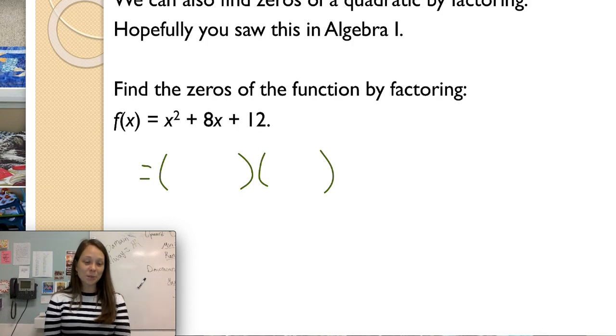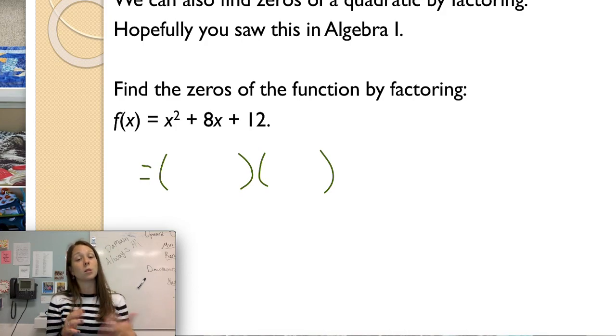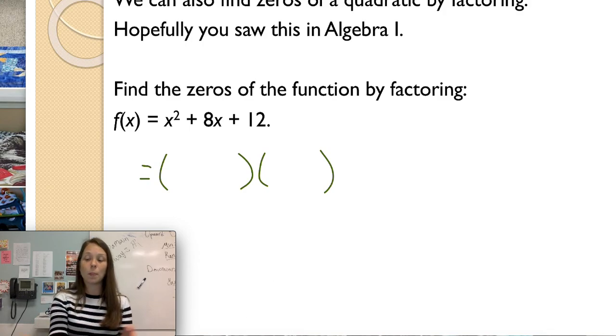All right, so we were interrupted with an announcement from Mr. Fisher when I was going through this first example problem with factoring, so let's pick up where we left off. What we're doing is creating two binomials that, when we multiply them together, we would get the original x squared plus 8x plus 12.